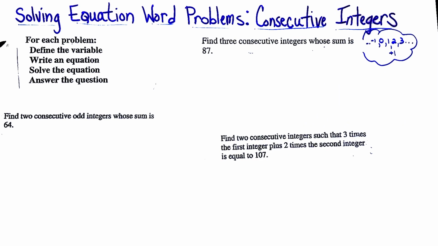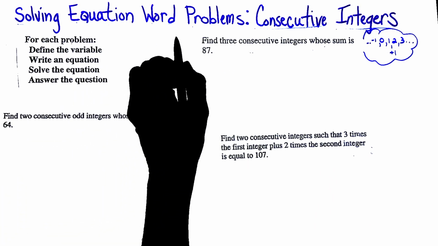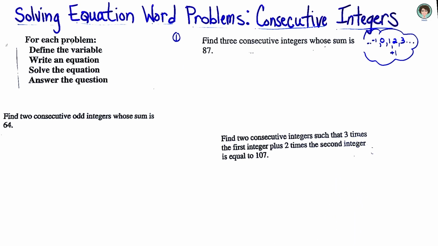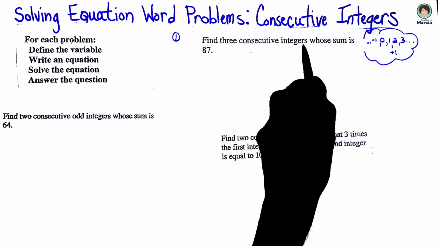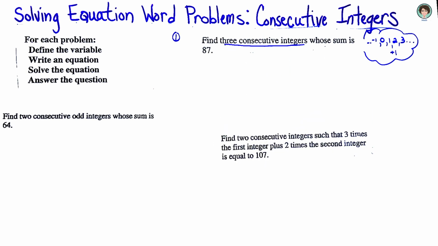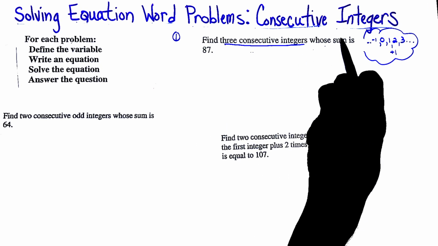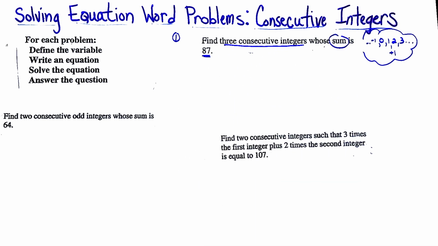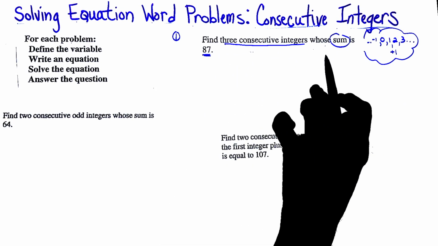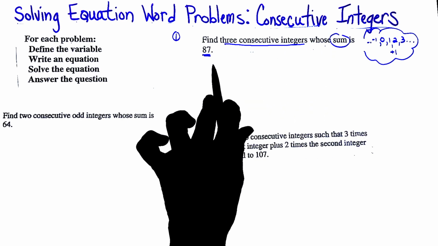So for each problem, we're going to define the variable, write an equation, solve the equation, and then answer the question. So let's start over here with number 1. It says find 3 consecutive integers. So we're looking for 3 numbers whose sum, important, is 87. 3 consecutive integers whose sum is 87.